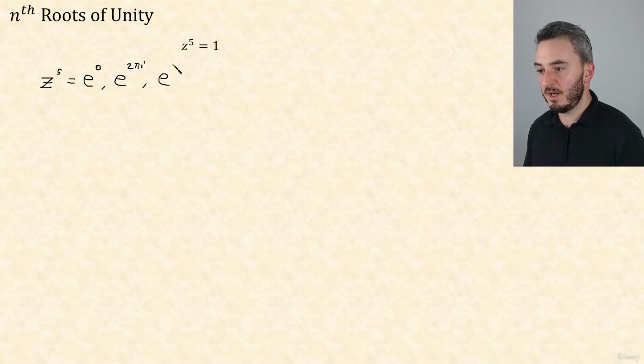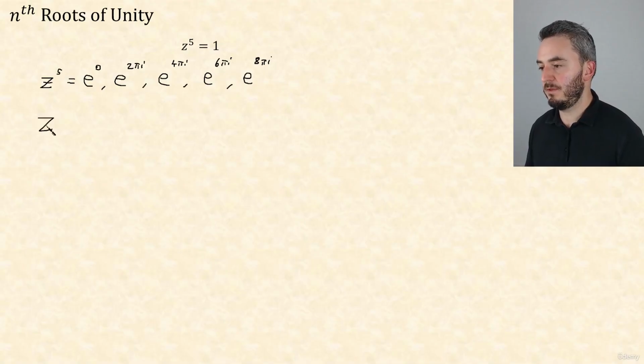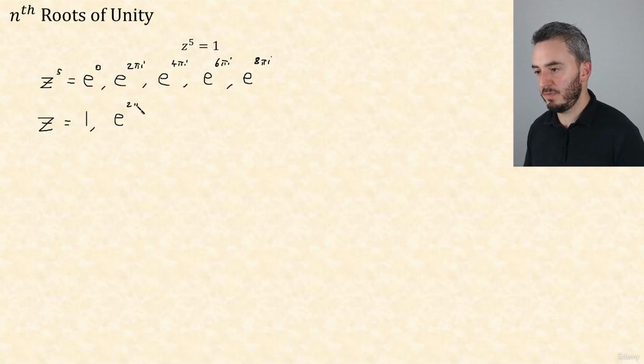And this time we just need 5 of these. So 4 pi i, 6 pi i, all of these are just 1. And then this one gives us 8 numbers to work with. All of them are 1. But now that I take the fifth root of each one, the fifth root of this stays as e to the 0, which is 1. This one, we divide our power by 5, so 2 pi i over 5, and so on. e to the 4 pi i over 5.